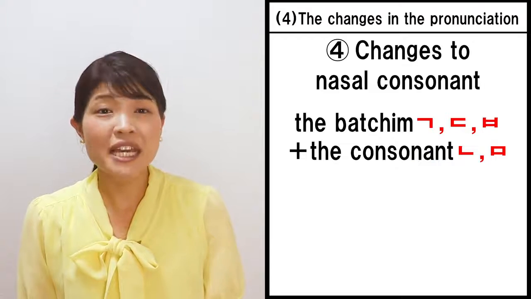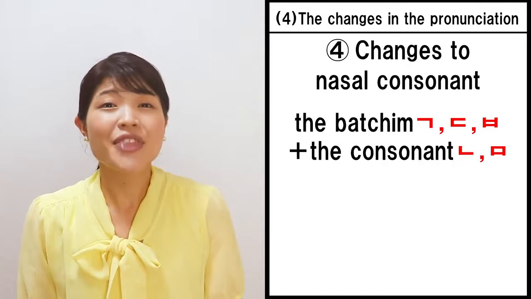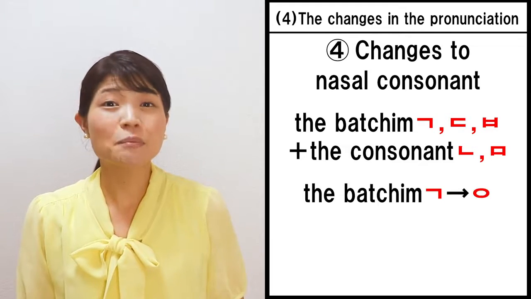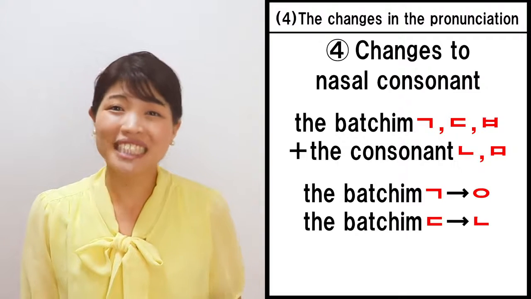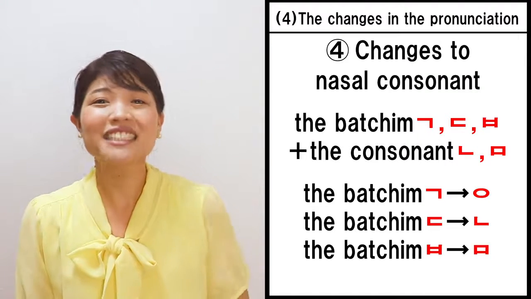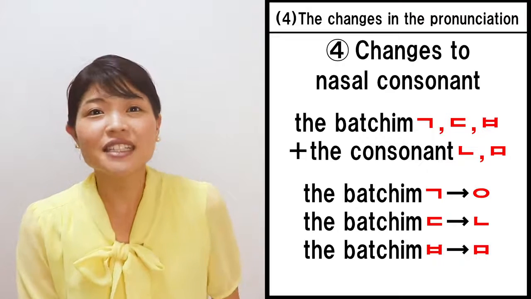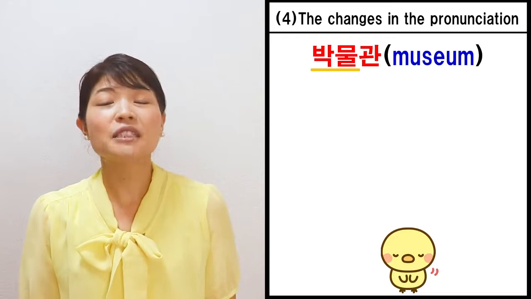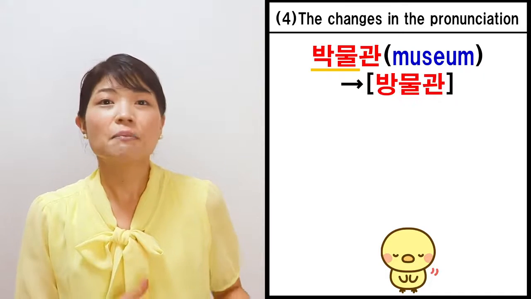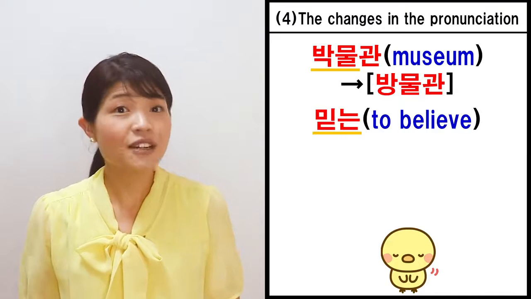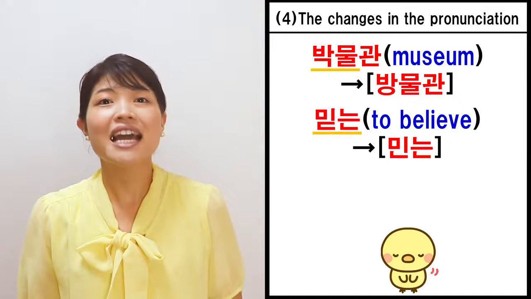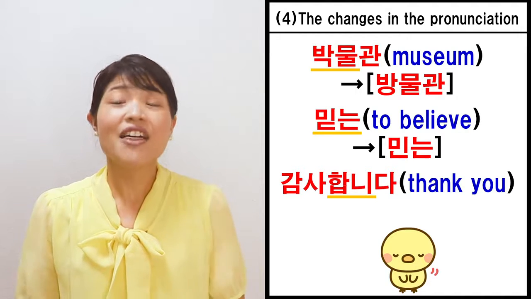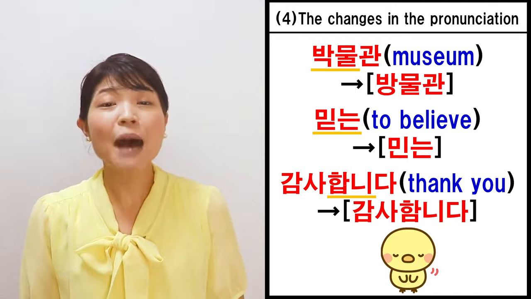When the consonant 미음 comes after the 받침 that are pronounced 기읒, 디귿, 피읍, 받침 기읒 becomes 이응, 받침 디귿 becomes 니은, and 받침 비읍 becomes 미음. Let's see the example. 박물관, museum. 믿는, to believe. 감사합니다, thank you.